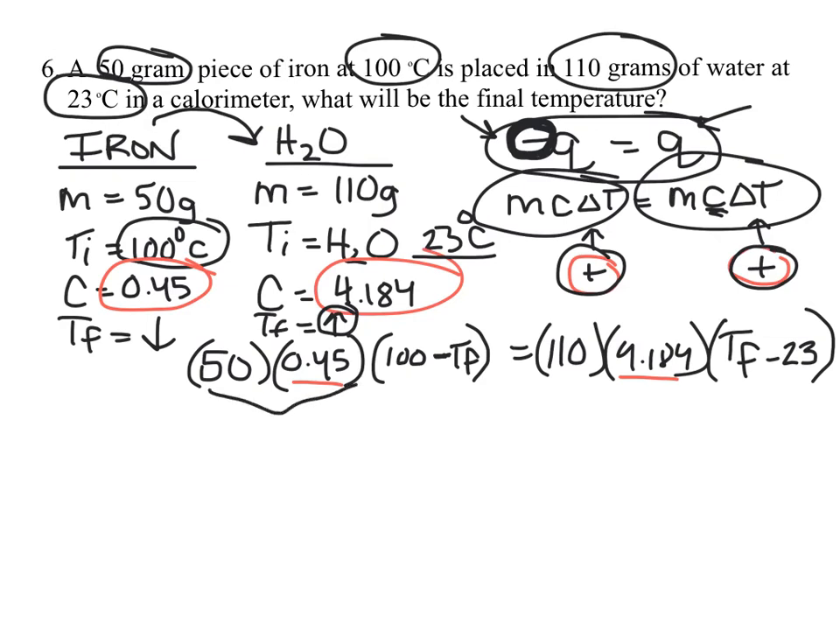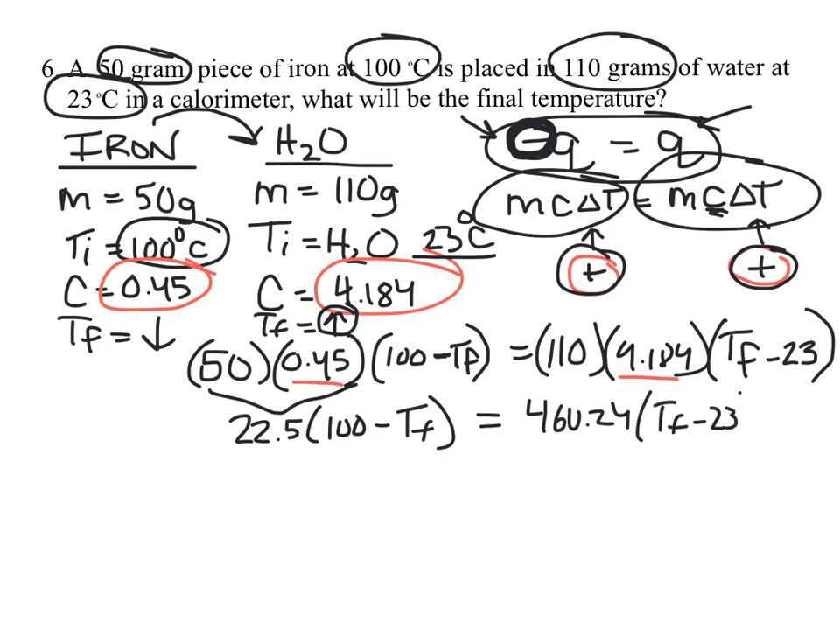So I'm going to take 50 times 0.45 and I'm going to then distribute that over into my parentheses. So let's start rocking all that out. Multiplying 50 times 0.45 gives you 22.5, and that is going to still be multiplied into that equation. And then I'm going to do 110 times 4.184 on this side, and that gives me 460.24, and that's going to be times final minus 23.